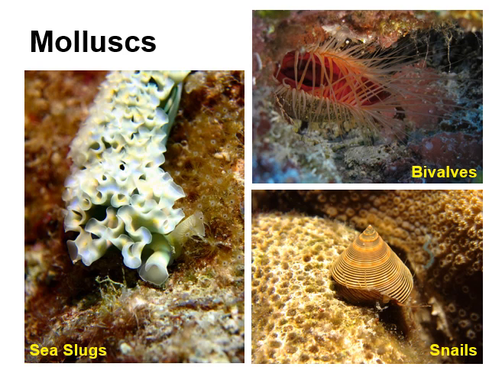Okay, the next group that I want to talk about are the mollusks. Mollusks are probably my favorite group of animals, mostly because they're so varied and they include a lot of really interesting things. Mollusks include sea slugs, bivalves, and snails, including the common garden snail that you might have seen in your garden.